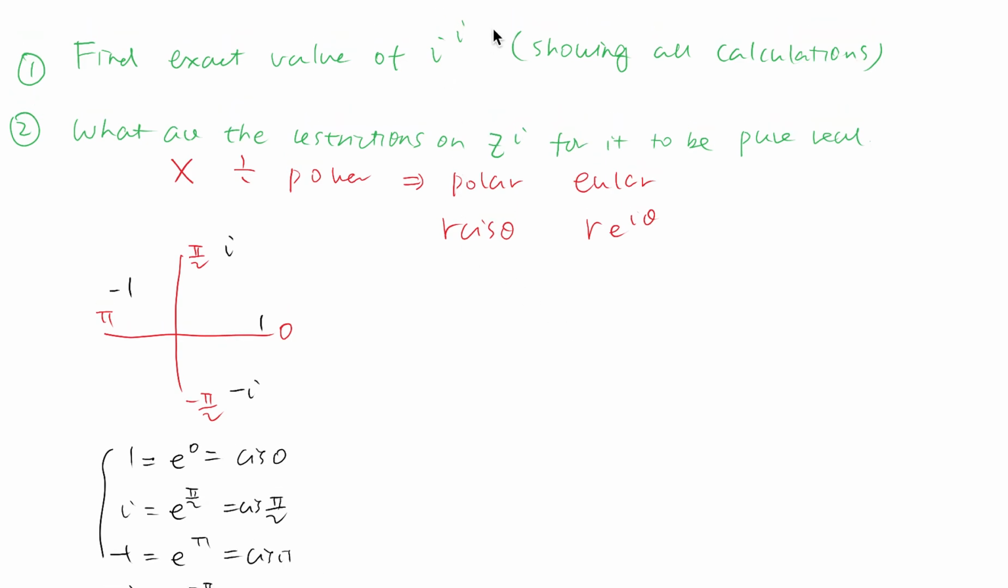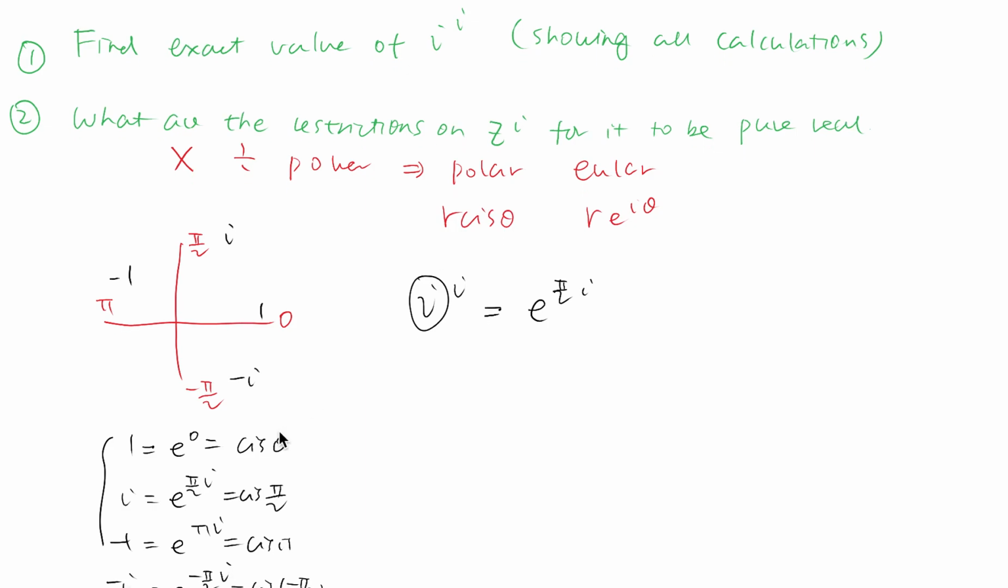So we have i to the power of i. We convert the little i first into e to the power of i pi over 2, and then all to the power of i. That is e to the power of pi over 2 times i times i, and i squared is just minus 1. So minus 1 multiplied by pi over 2 gives e to the power of minus pi over 2, which is e to the power of minus 1.57 something. It's just a number, a pure real number.